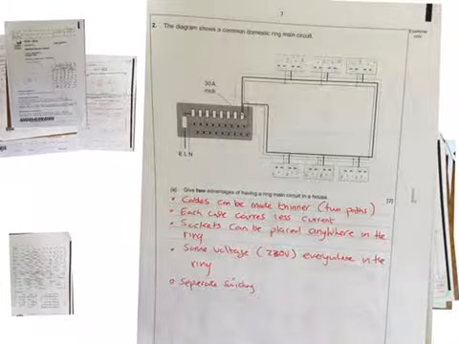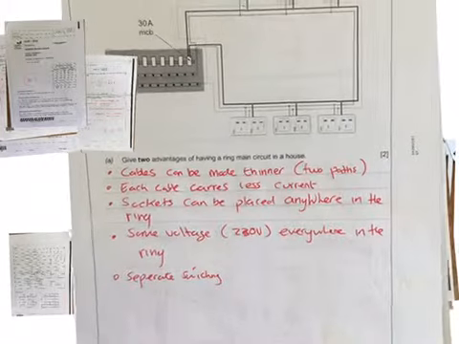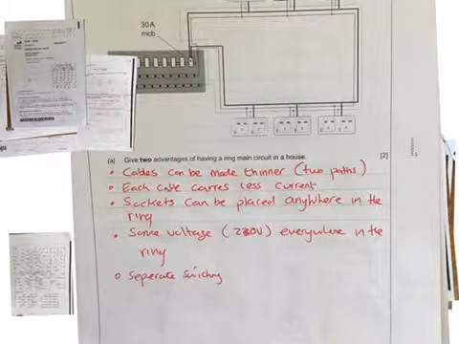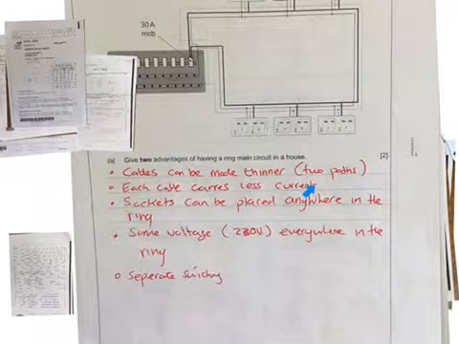The diagram shows a common domestic ring main circuit. Two advantages. Well, I've put many here. Now, these have got to be pretty much like the sentences I've written because they will knock marks off. Cables can be made thinner, so there's two paths. Each cable carries less current.